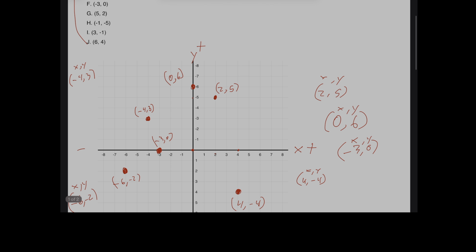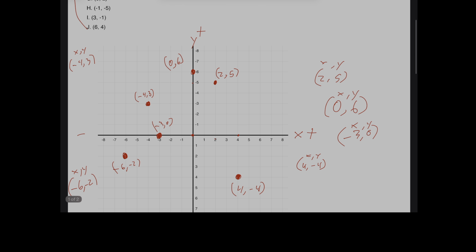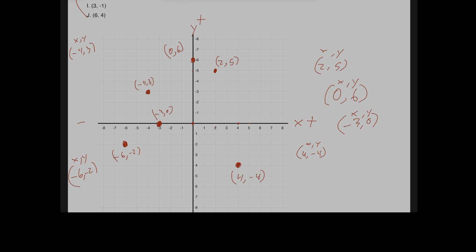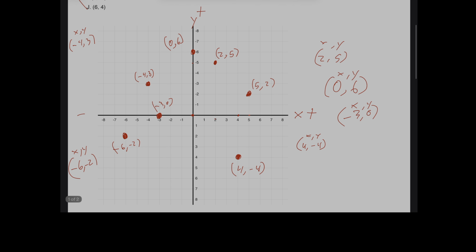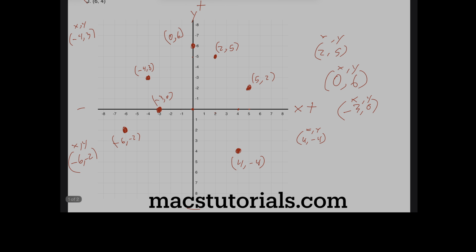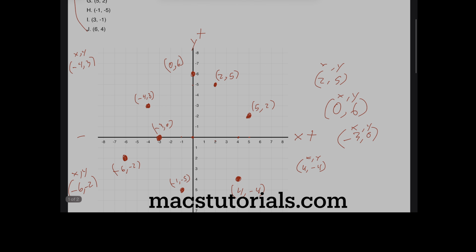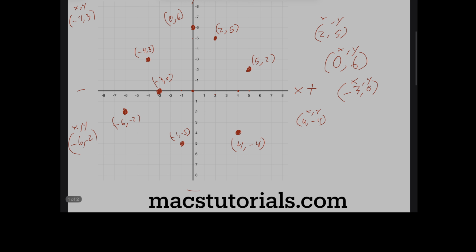All right. Going on, I have a 5 and a 2. Okay, well, if my X is 5 is right here, my Y is 2 right there, this would be my 5, comma 2. Going on, I have a -1, -5. So my left and right is -1, and my up and down is a -5. This right here is a -1, comma -5.